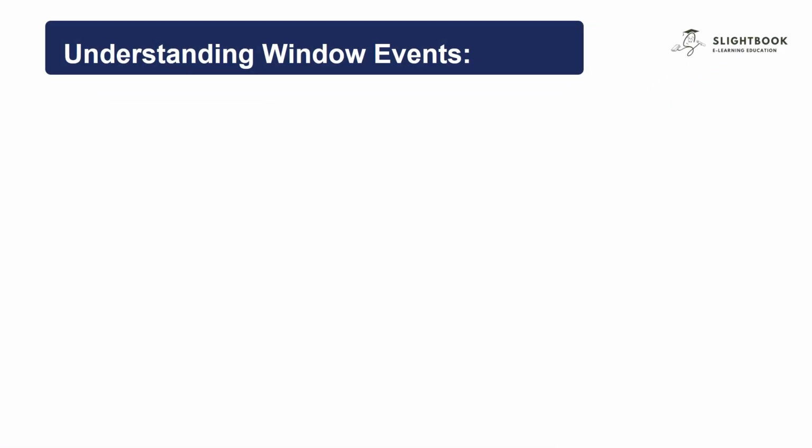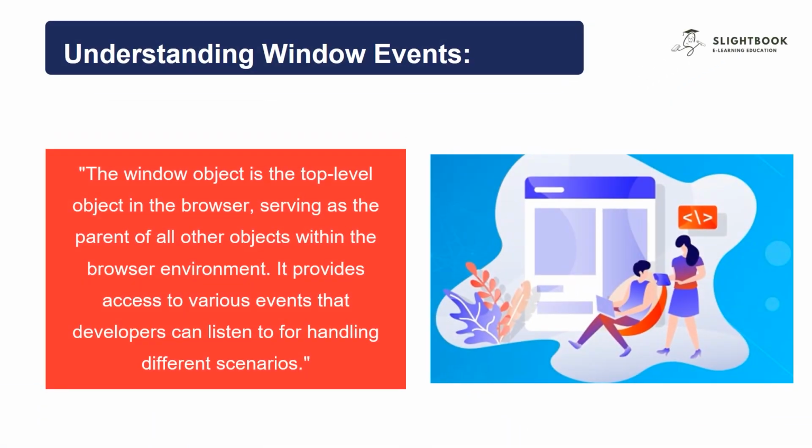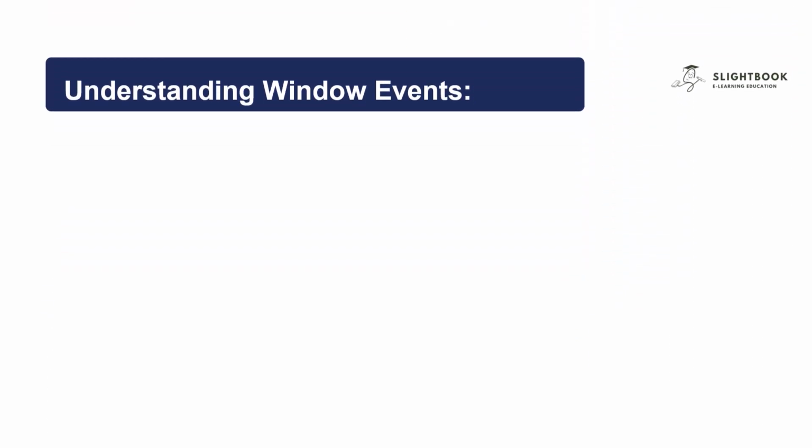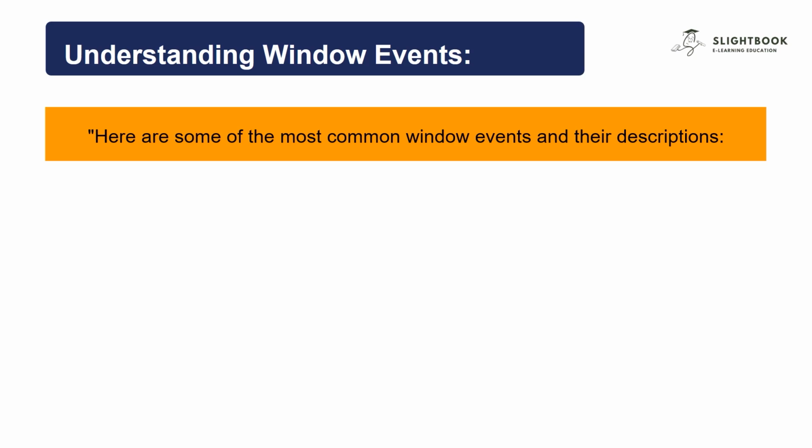Understanding window events. The window object is the top-level object in the browser, serving as the parent of all other objects within the browser environment. It provides access to various events that developers can listen to for handling different scenarios. Here are some of the most common window events and their descriptions.